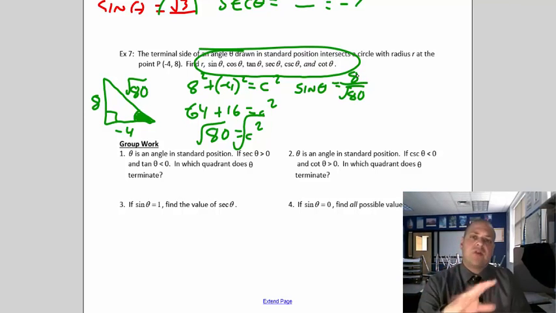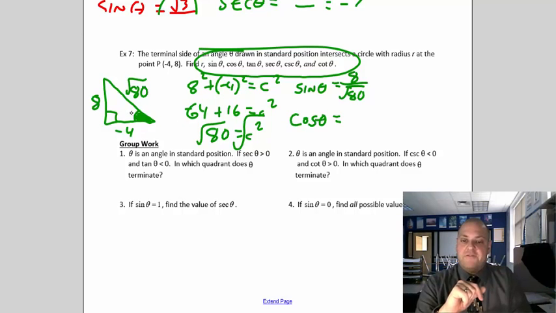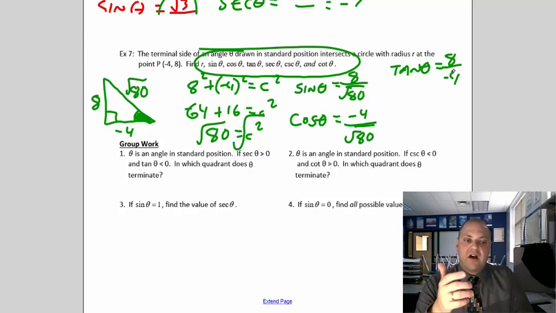We would rationalize it. I'm just trying to save you time in the video here. So we're going to leave it on the video. In class, you'll have to rationalize that denominator. We cannot leave radical 80. Cosine is going to be negative 4 over radical 80. Okay. The tangent is going to be opposite over adjacent, so it's 8 over negative 4, and that's negative 2.